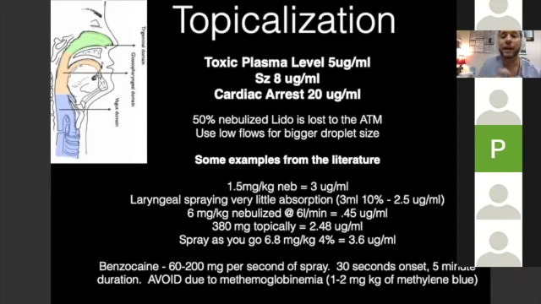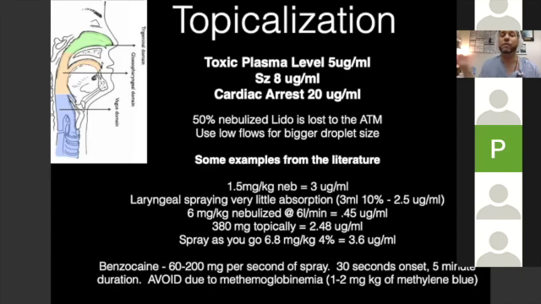When they sprayed the larynx, even though they used 3 mLs at 10%, that's 300 milligrams, which is close to the 5 milligrams per kilo that we talked about as being toxic, it only had 2.5 mics per ml. So with laryngeal spraying, airway spraying through an atomizer, there's very little absorption. Another example of nebulized, they gave 6 milligrams per kilogram. That should be toxic, but the blood level turned out to be extraordinarily low in that study.